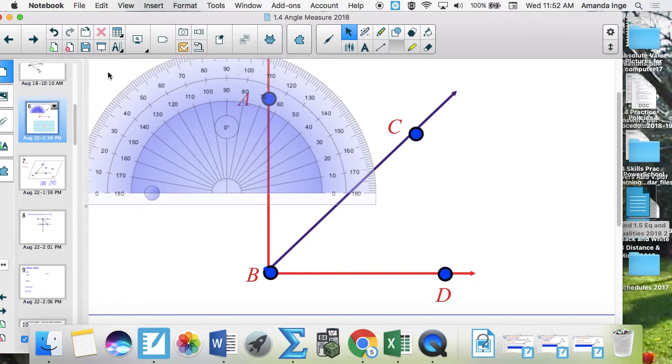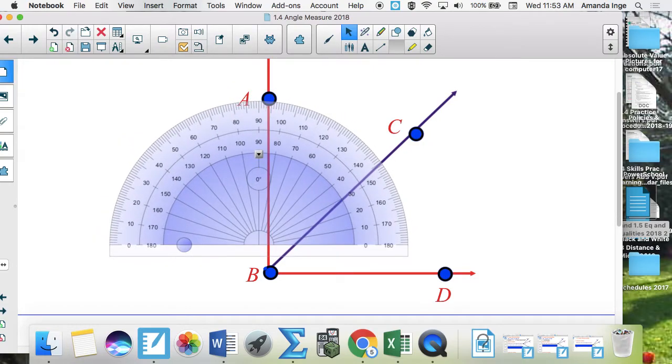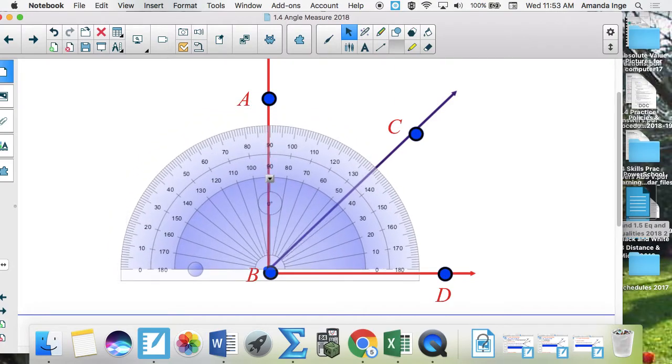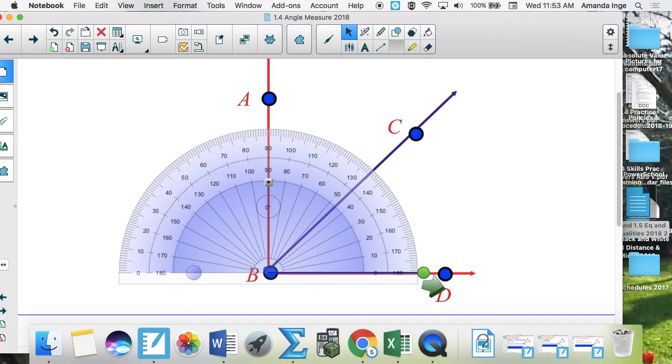All right, so up here, you'll notice that on the outside it goes 0, 10, 20, 30, 40, 50, 60, 70, all the way around to 180. That's in degrees. So what we want to do is take our hole or the little line there and put it on the vertex and line it up. Everybody got that?